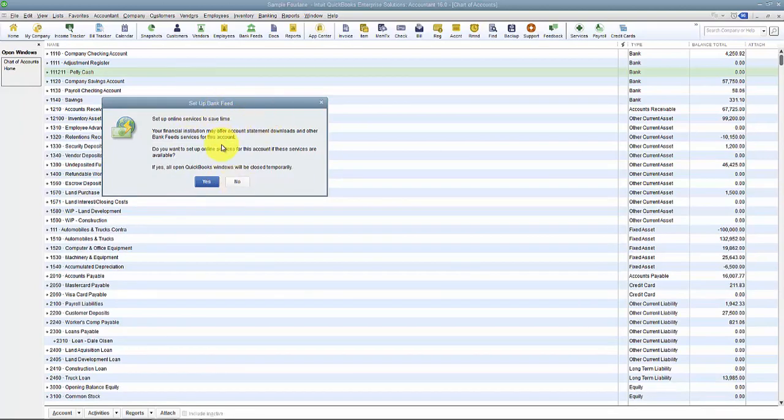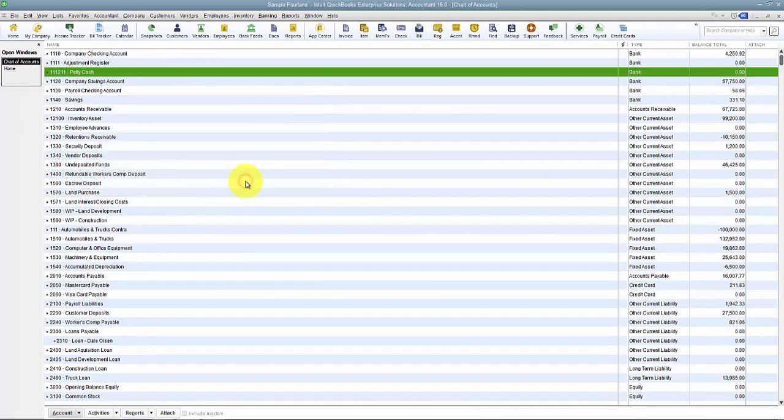So it says, do we want to set it up to connect to a bank? No, because there is no bank account, right? There's not a bank account here. So the first thing that we're going to do is make a deposit into our petty cash account. So how do we do that? We take money from our bank account and transfer it over to petty cash.